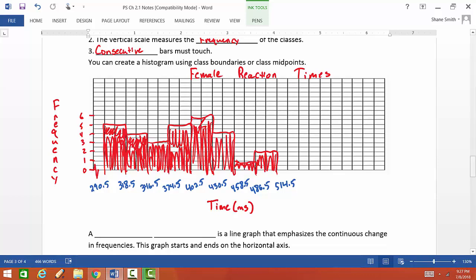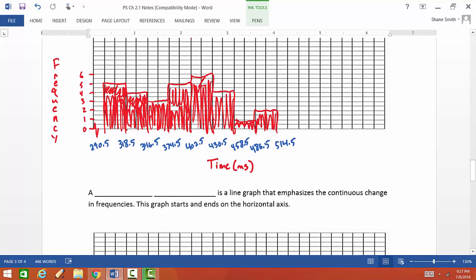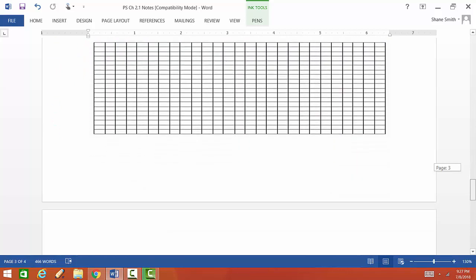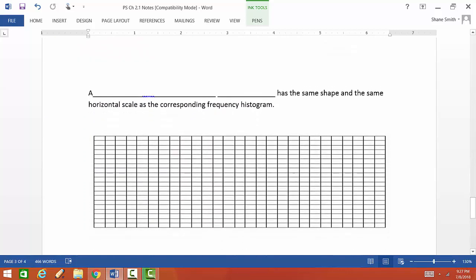What you can do is you don't have to use the class boundaries. You can use what's called the class midpoints. So actually here, this is a relative frequency histogram. So I skipped the next graph and I went to relative frequency histogram. And a relative frequency histogram has the same shape and the same horizontal scale as the corresponding frequency histogram. So, you have your title. You should always have your title. The shape is the same. So I'm just going to write same as histogram.